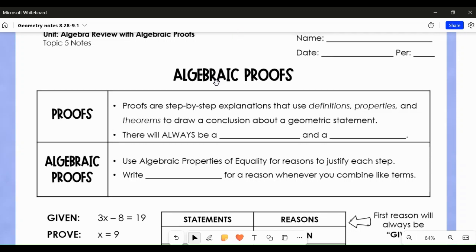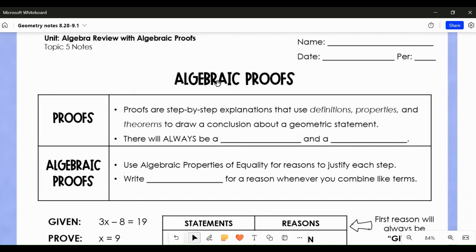Mr. Walker here talking about our final part of our unit. We are talking about algebraic proofs. Now, this is going to be the first time you've probably seen this, so I don't want you to freak out, but it's going to be okay. All right. Now, what is a proof?